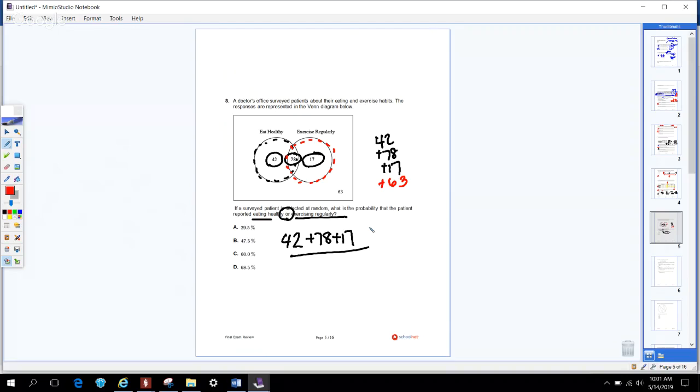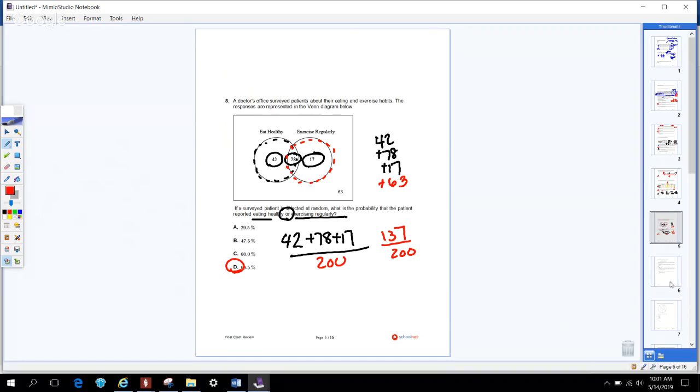Let's see, 42 plus 78 plus 17 gives you 137, plus 63 should give you 200. So when we divide, we're going to get B. I divided by the total number of people that I got from adding all the sections and the 63 people who don't eat healthy or exercise regularly.